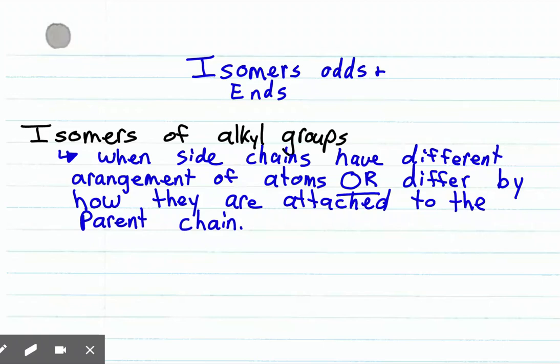So we're specifically looking at two kinds of isomers in this brief little lesson. One of them is when there are isomers of an alkyl group. This means that when a side chain has a different arrangement of atoms, or they differ by how they are attached to the parent chain. Now, as your alkyl group increases in number of carbons, the different arrangements obviously are going to increase as well. We are only going to look at two alkyl groups. One is the propyl and one is butyl.